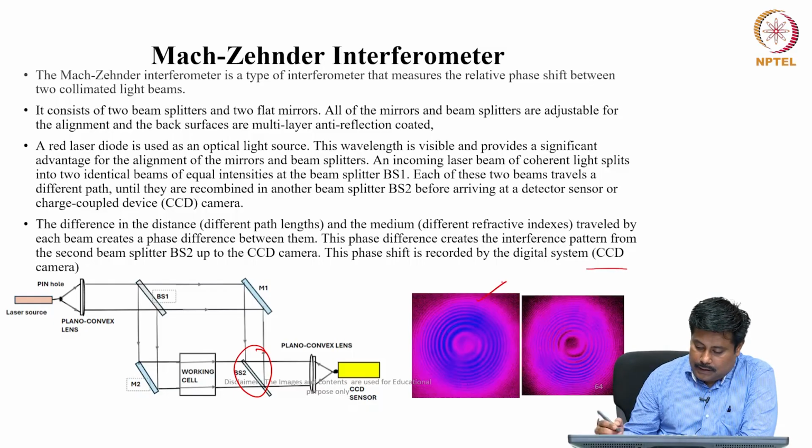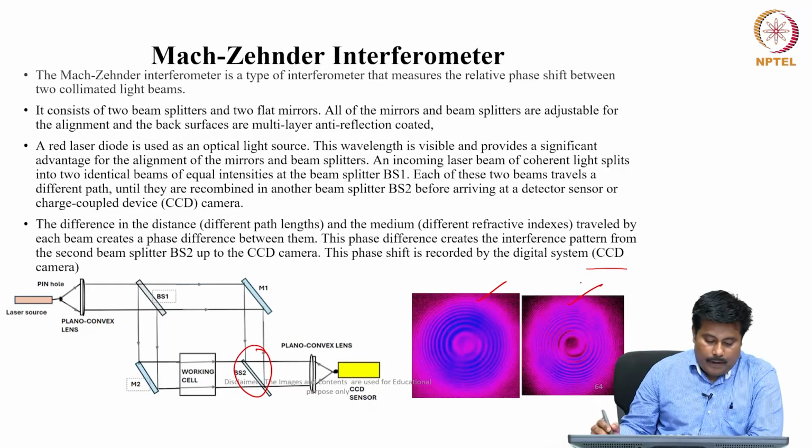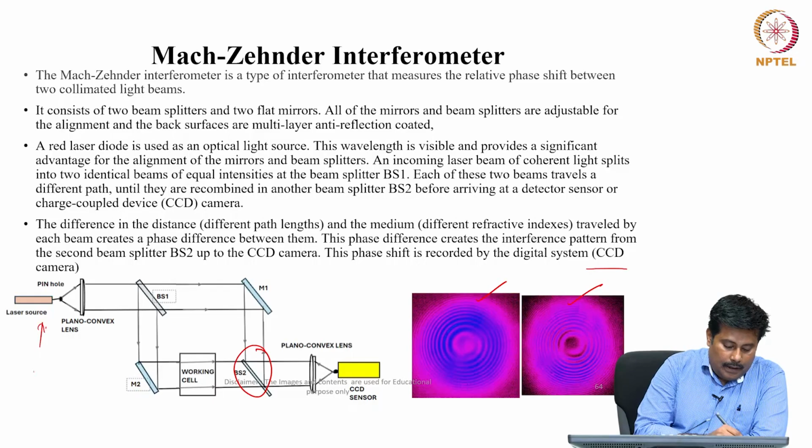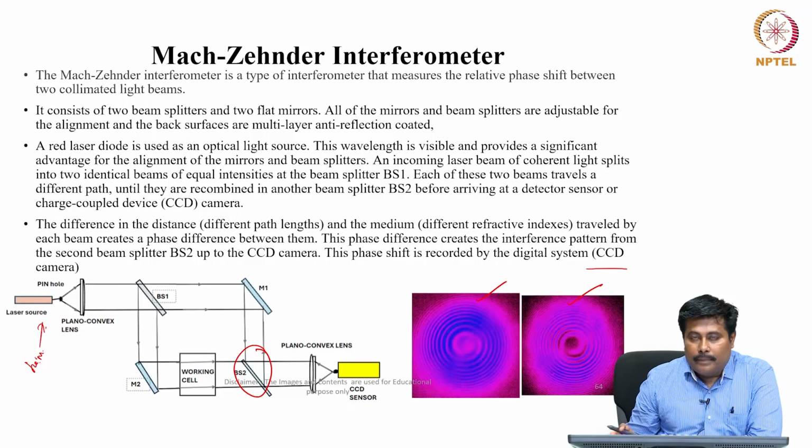So, this is the kind of interference pattern which is observed. Here a helium neon laser is used, and the helium neon laser beam is converged using a plano-convex lens. Then using BS1 and BS2, the beams are appropriately manipulated and collected to form an interferometric pattern as shown over here.